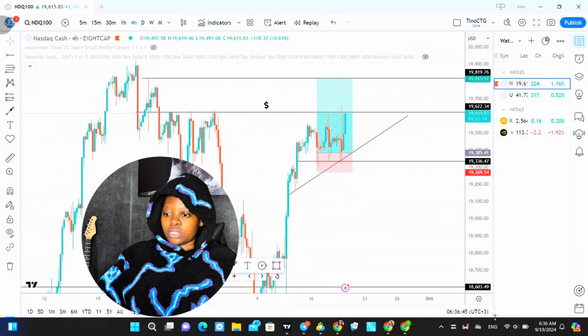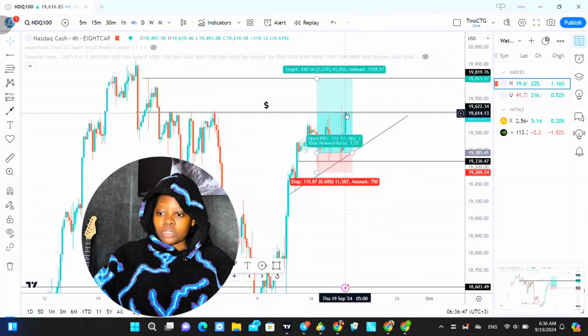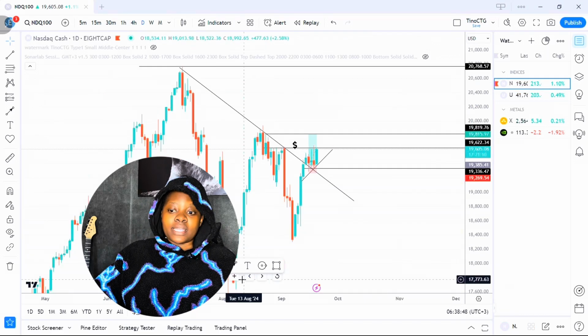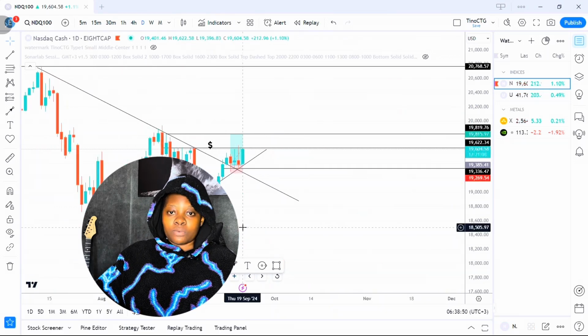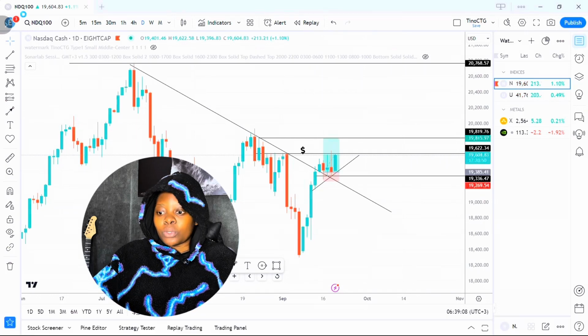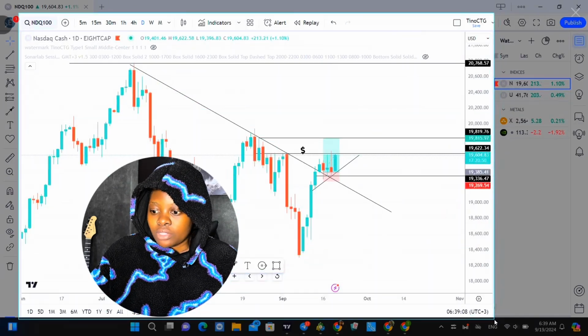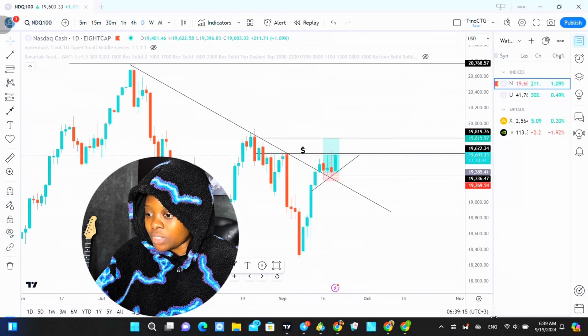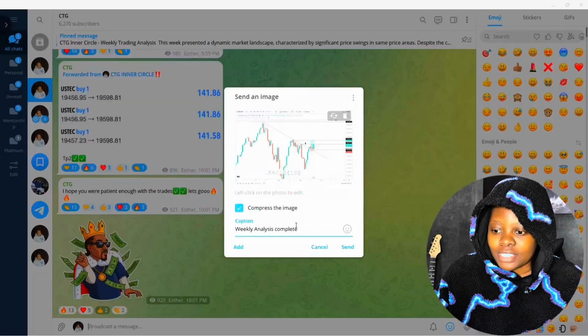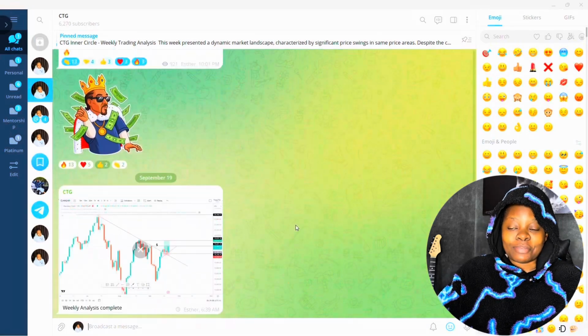So I'm just going to take a screenshot right over here. So I wanted to break out. And this is what the weekly analysis was looking like, right? I did drop this for every single person. So you don't have any reason for not being in this trade. So I'm just going to take a screenshot of that too and just drop it also in the free Telegram group, right? And just tell them that the weekly analysis is complete, right?